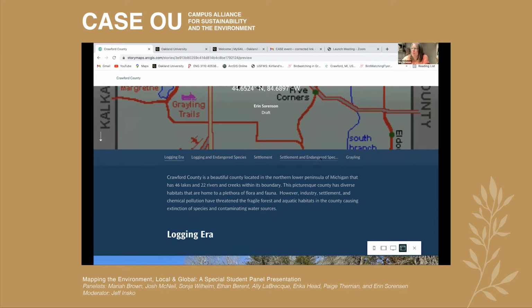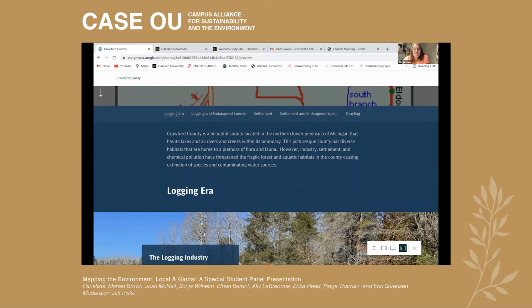Crawford County is a beautiful county located in the northern lower peninsula of Michigan that has 46 lakes and 22 rivers within its boundaries. This picturesque county has diverse habitats that are home to a plethora of flora and fauna. However, industry, settlement, and chemical pollution have threatened the fragile forest and aquatic habitats in the county, causing extinction of species and contaminating water sources.